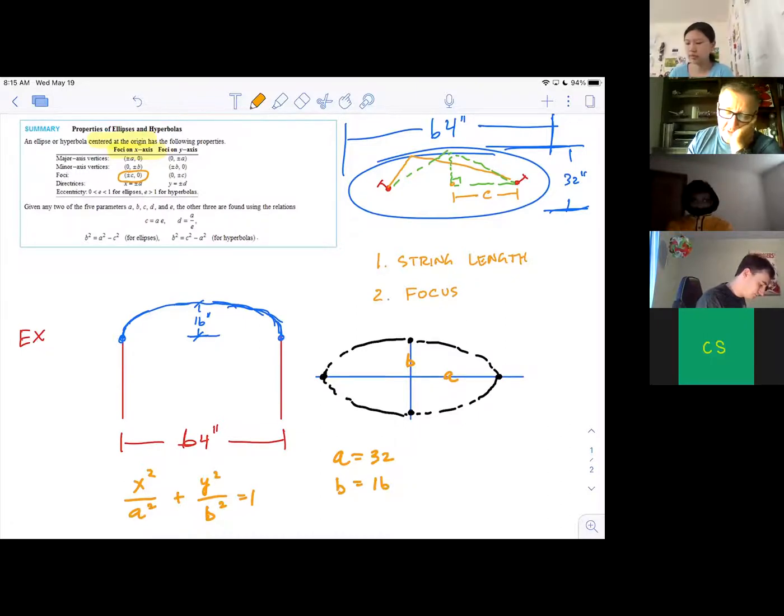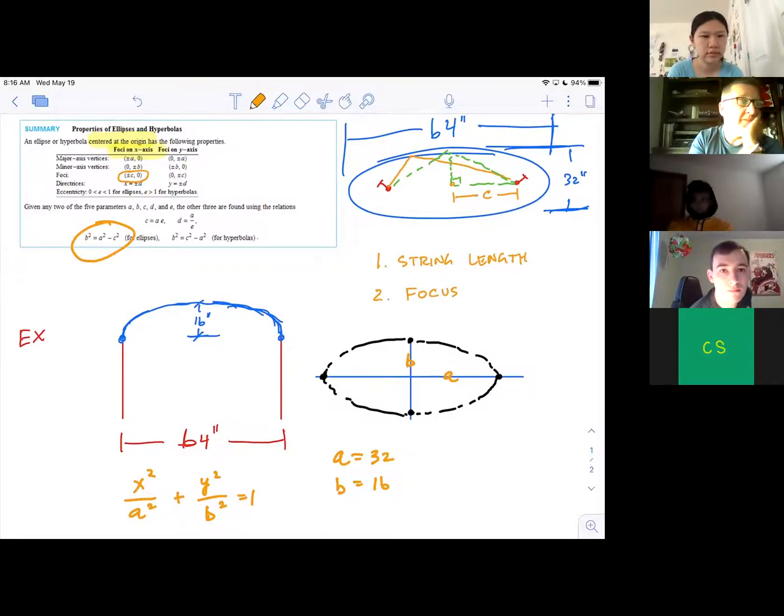And I could just jump straight to this formula down here. Notice what that says is, given any two of the 5 parameters, A, B, C, D, E. There's 5 parameters. E is a bit of an unfortunate choice because E stands for eccentricity here, not for Euler's constant 2.718. But basically, given any two of them, you can find everything else. And in our case, look, we know A and B. We know the size of the ellipse we want, which means we can find anything else we want.